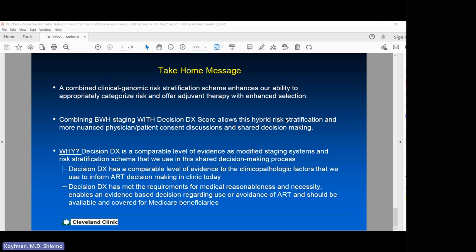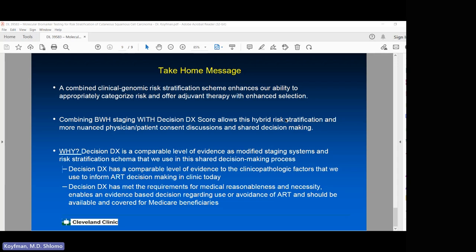And why should we do this? It's because DecisionDx-SCC has a comparable level of evidence to anything else. And therefore, I feel that it has met the requirements for medical reasonableness and necessity. And then it enables me to make much more informed and nuanced decisions with my patients about the utility of adjuvant radiation therapy.